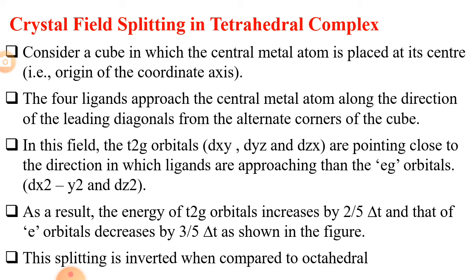As a result, the energy of the T2g orbital increases by 2/5 delta T and that of the Eg orbital decreases by 3/5 delta T as shown in the figure. So this splitting is inverted when compared to octahedral. Octahedral complex shows exactly opposite splitting, or inverted splitting, to tetrahedral.